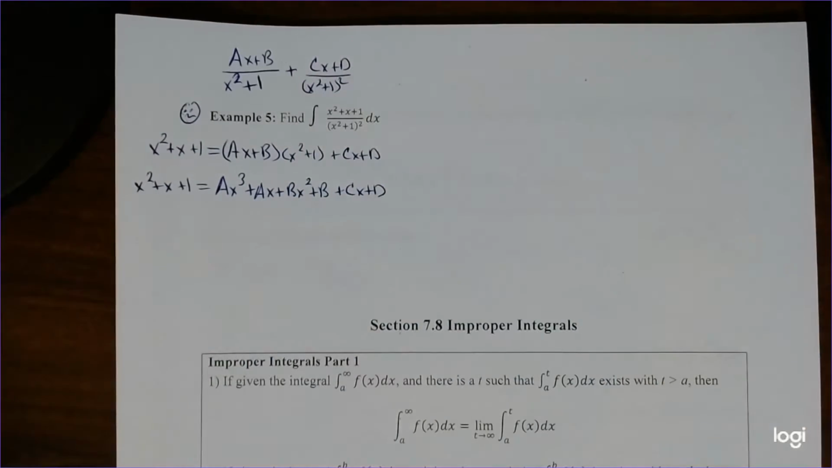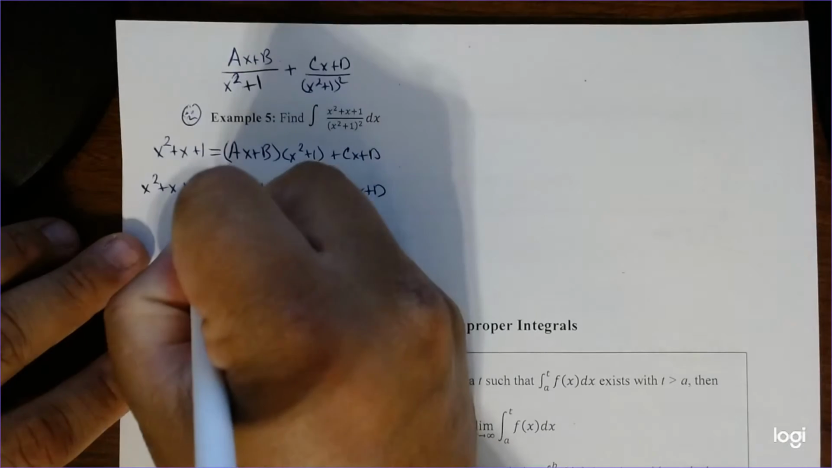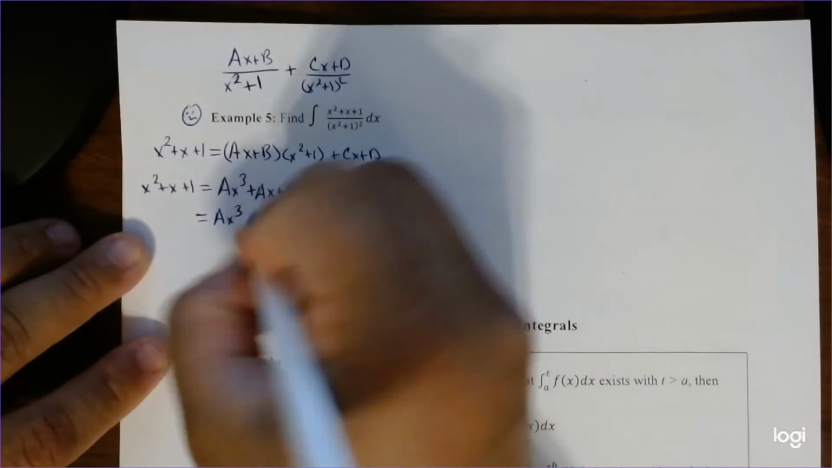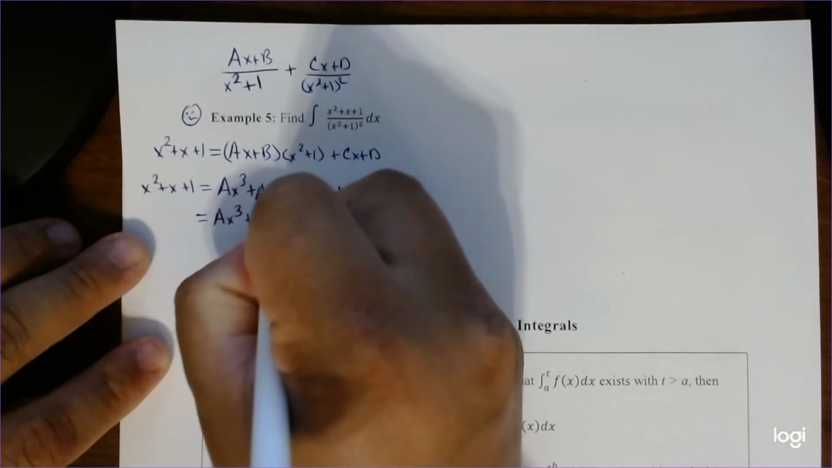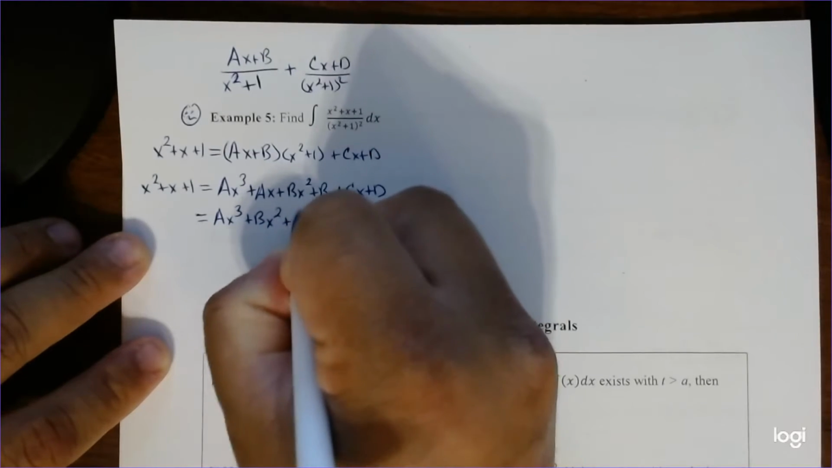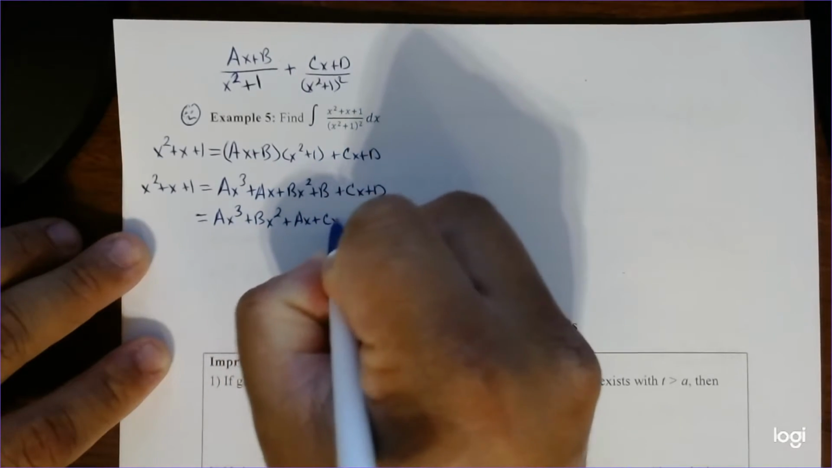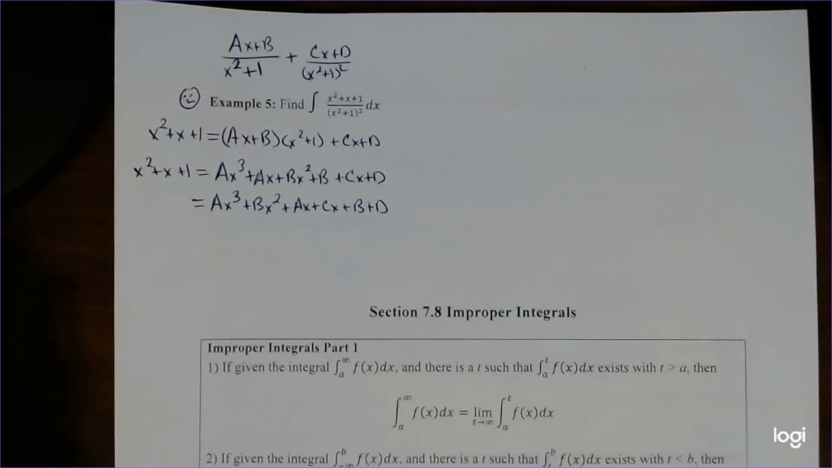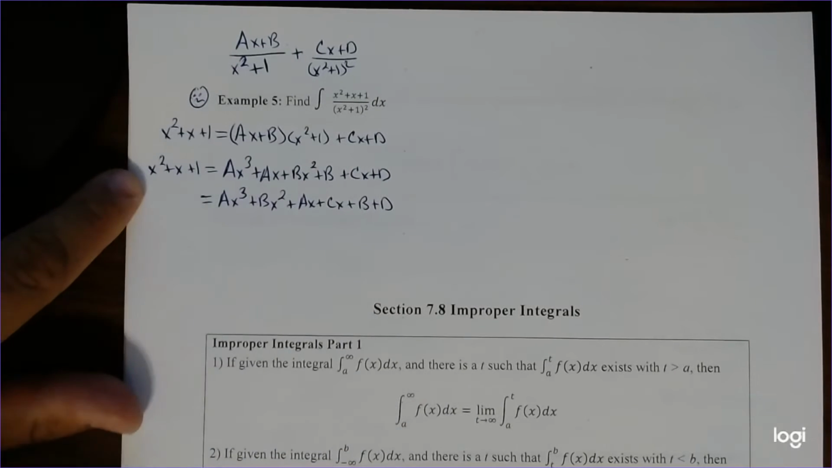And we get that. Okay, all right, so again, putting everything together: x to the third plus bx squared plus ax plus cx plus b plus d, right? All individual ones. And notice we don't have an x to the third over here. We just start with x squared.